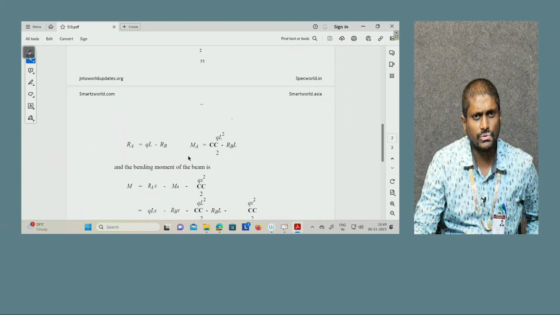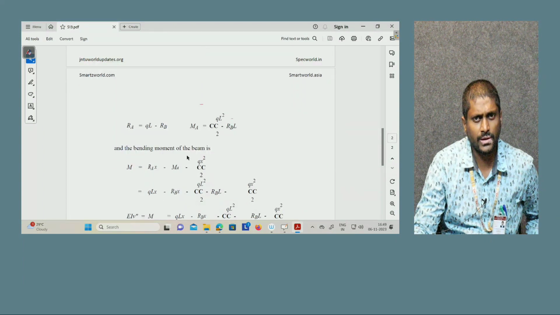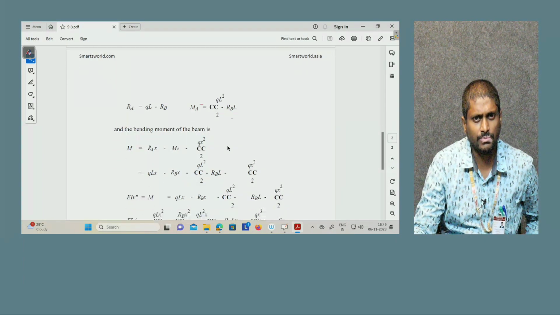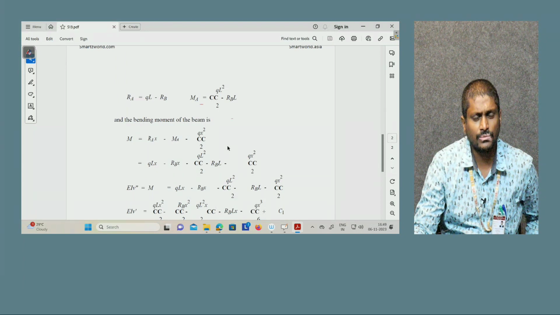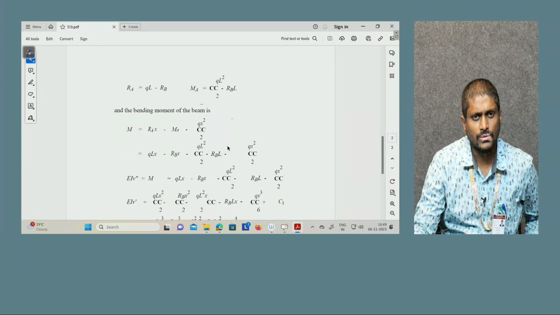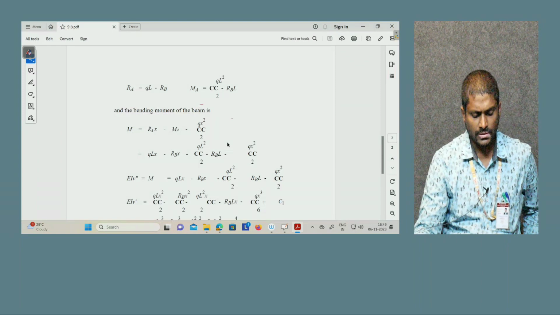Therefore, RA equals qL minus RB, MA equals qL square by 2 minus RB into L, and the bending moment of the beam is M equals RA into x minus MA minus qx square by 2, which equals qLx minus RBx minus qL square by 2 minus RB into L minus qx square by 2.